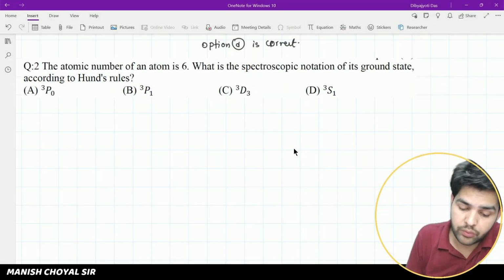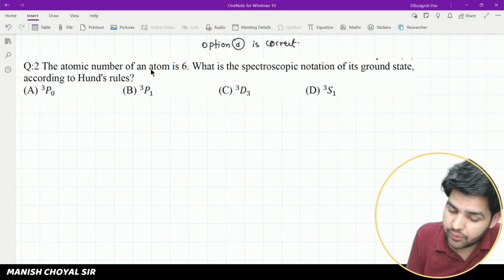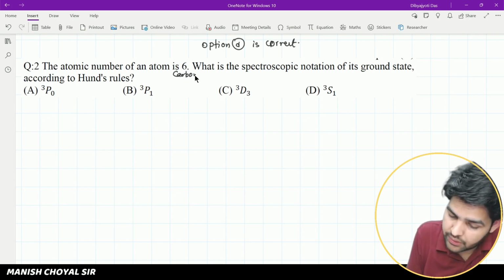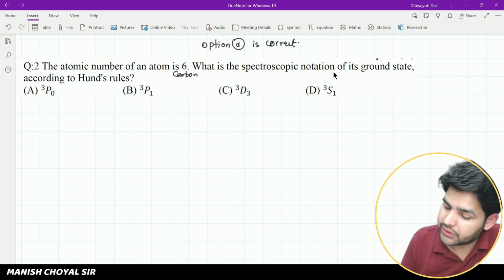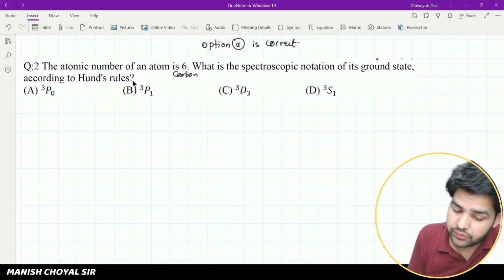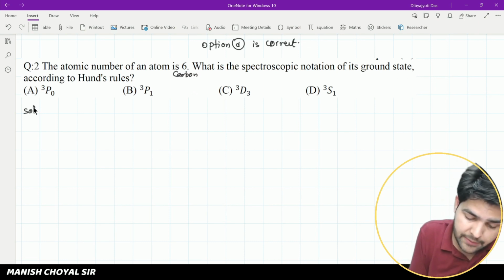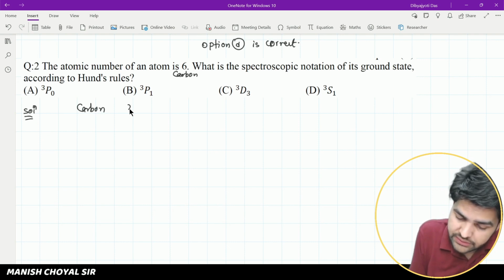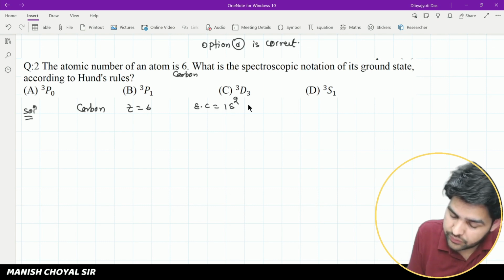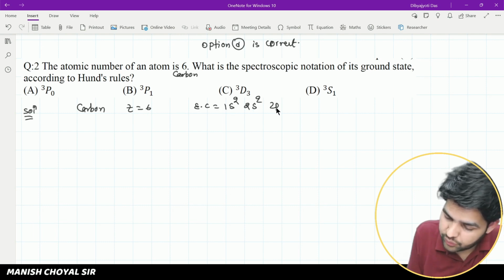Okay, so question number 2, the atomic number of an atom is 6, which is carbon. What is the spectroscopic notation for its ground state according to Hund's rule? So discuss करते हैं solution. So carbon, Z equals 6, so electronic configuration is 1s2, 2s2 and 2p2.